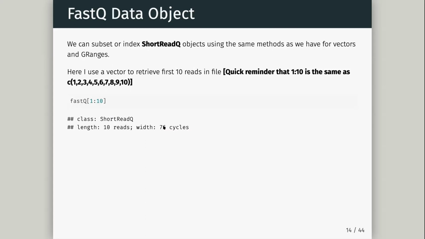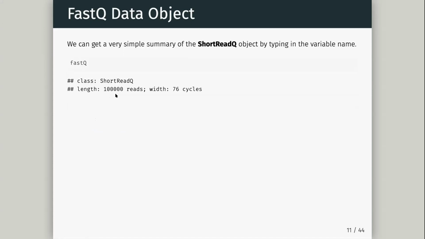So FastQ data, if we type it in, we can index our object, make it shorter. But we're not really sure how to deal with this object yet.